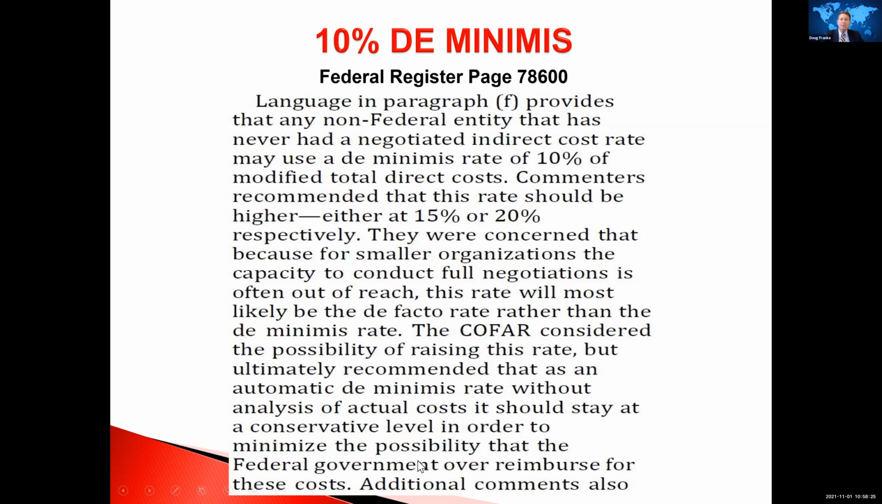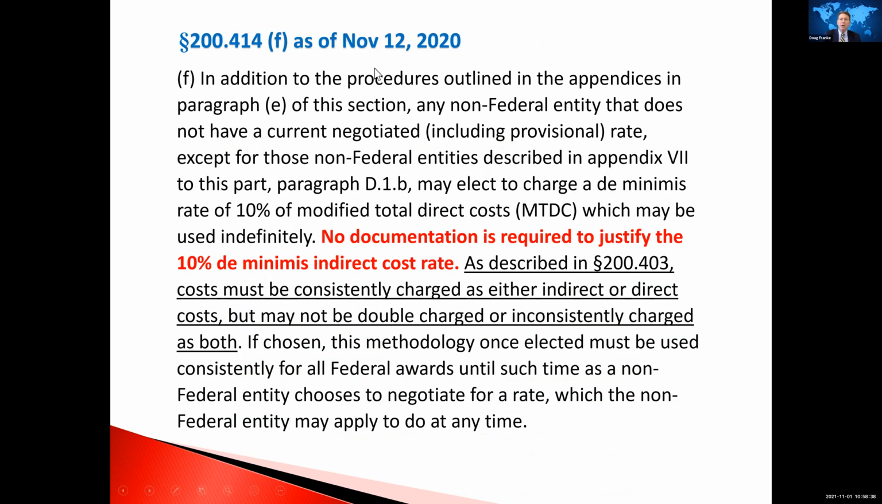They decided to keep it at 10%. Okay, now the Uniform Guidance last year had to be revisited and they kept it at 10%. So it's 10% full stop, right? It's going to be 10% for a while now. Now here, one of you asked the question, do I have to justify it?